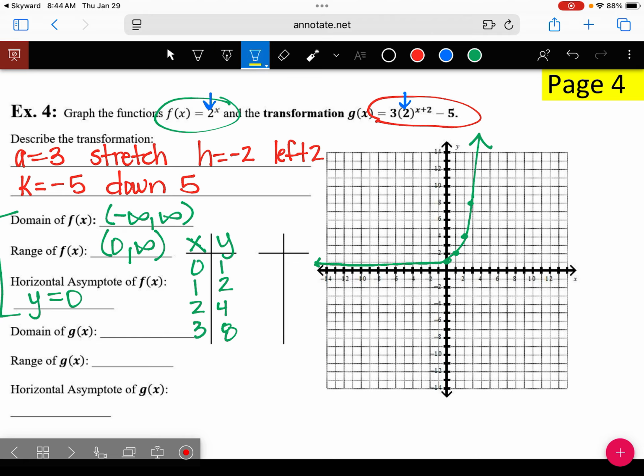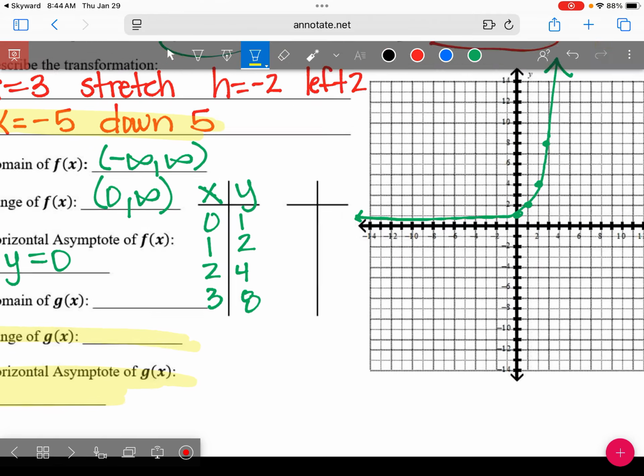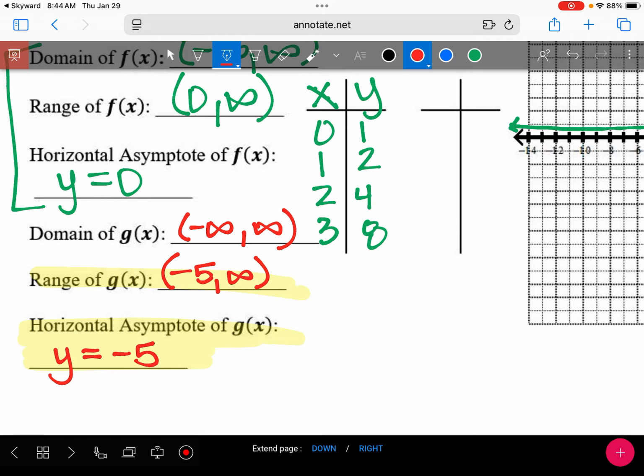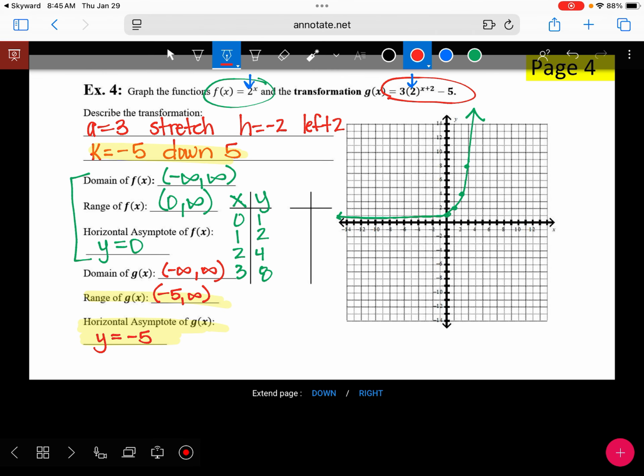So again, this is the superstar right here. That right there is going to affect both of these that you see highlighted in yellow. So my domain, that's still all real numbers, but because K is negative 5, you're going to say your range is negative 5 to infinity. And then you're going to draw in your dashed line at negative 5. So let's go ahead and draw that in, down here.